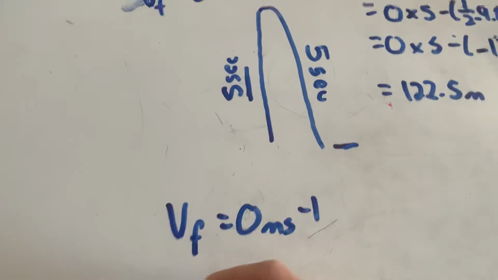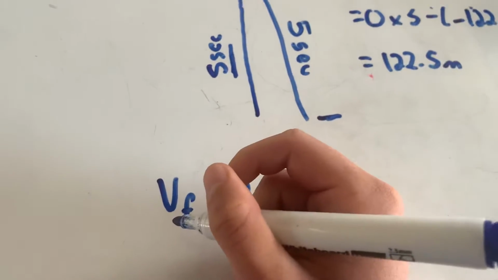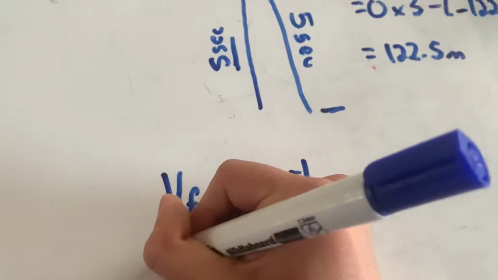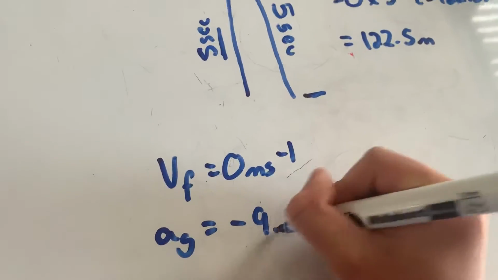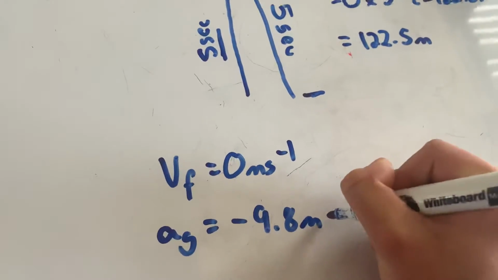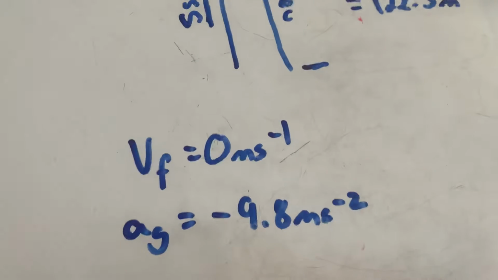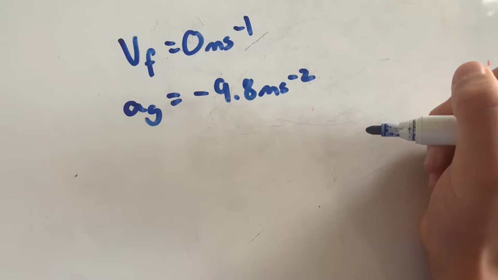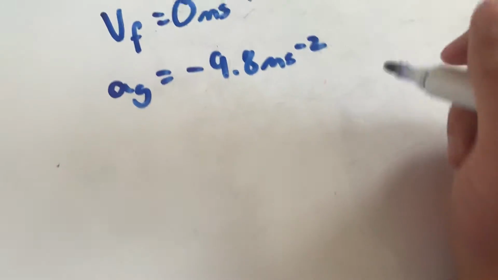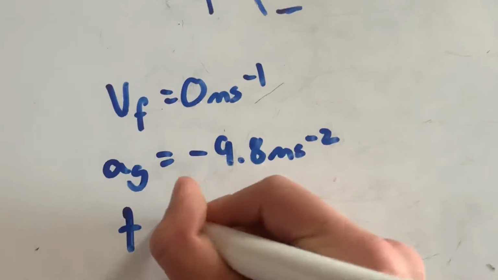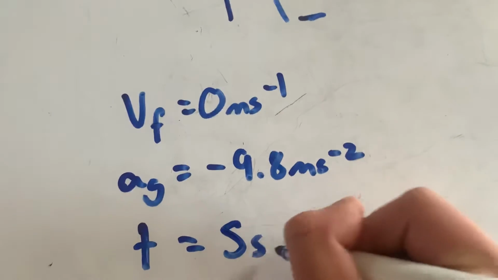We know that acceleration due to gravity is negative 9.8 meters per second squared. And we also know time, which is, again, we're using 5 seconds because, yeah.